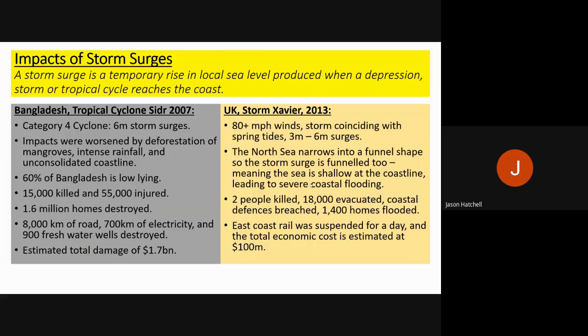Now you can see the differing impacts there of coastal issues like storm surges in a developed nation in the UK versus a developing nation in Bangladesh to be able to make a comparison between them.